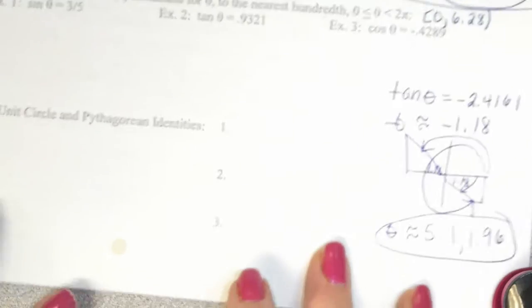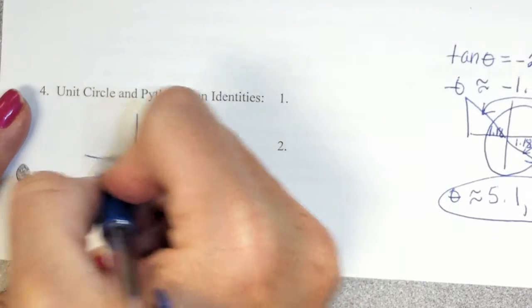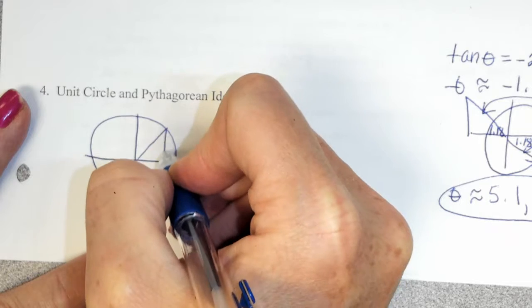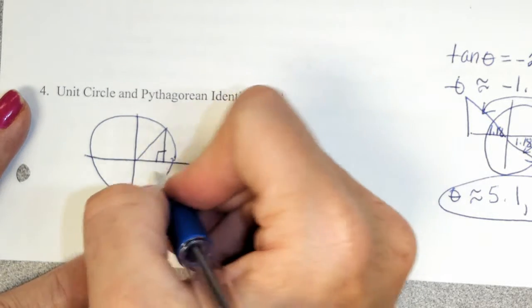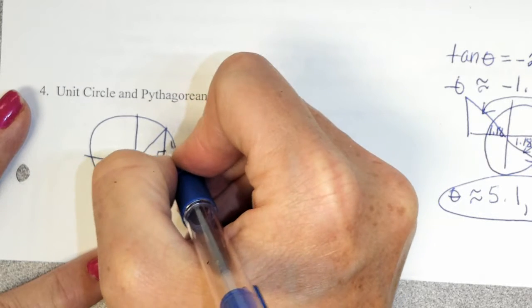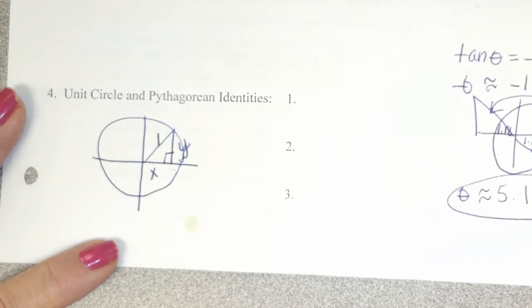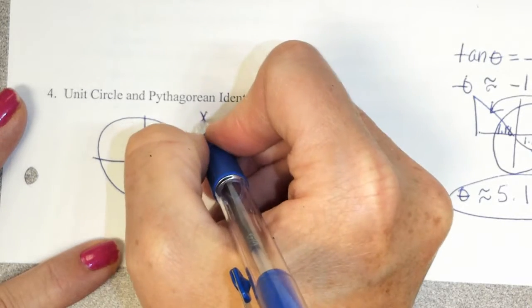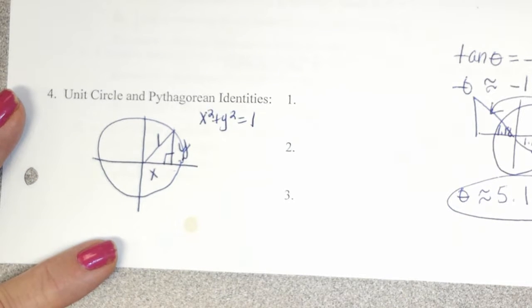All right, very good. Okay, unit circle and Pythagorean identities. Here's how this works. We've got our unit circle. If I draw a picture of this, right here, this would be an x. This would be a y. This would be a 1 in the unit circle. This is a right triangle, so therefore x squared plus y squared would have to equal 1 based on the Pythagorean formula.